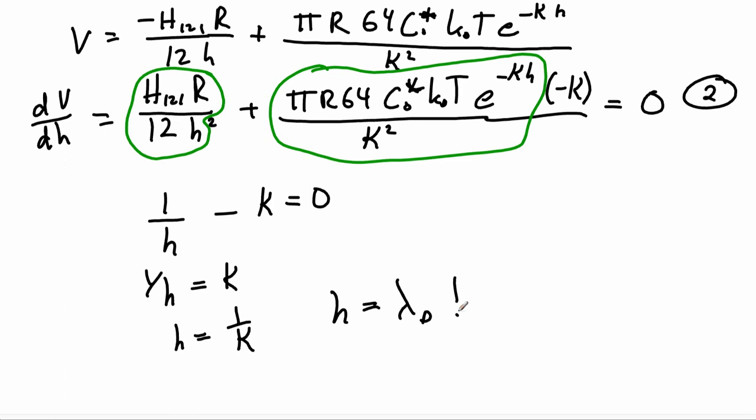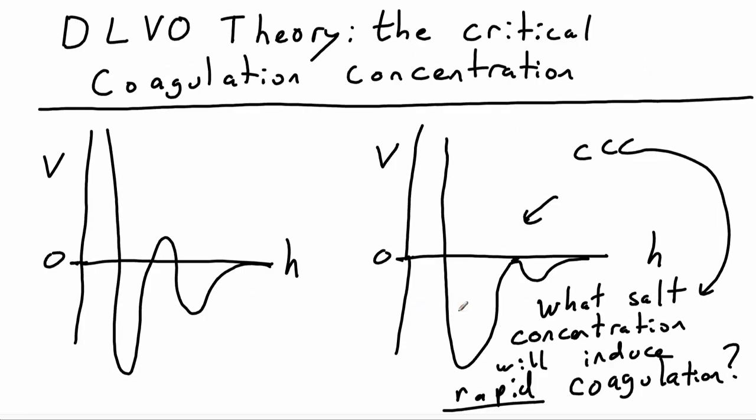Okay, so that's a fascinating result, that the distance on this graph here is going to be the Debye length. Okay, the distance at which the potential is going to just reach 0. Now what we really want to do is find out what salt concentration will induce rapid coagulation. But now we know what the distance is, we can plug that distance back in and solve for the salt concentration that will induce this condition of having a barrier to coagulation that's equal to 0. In other words, rapid coagulation.